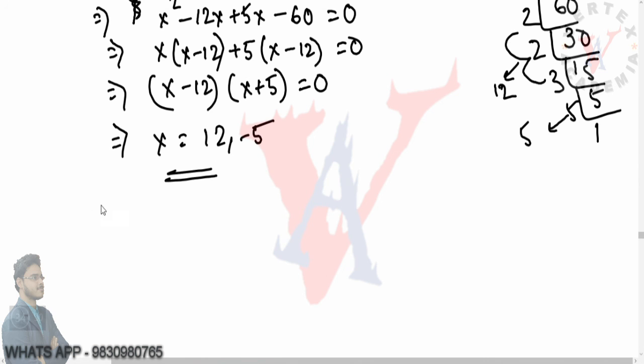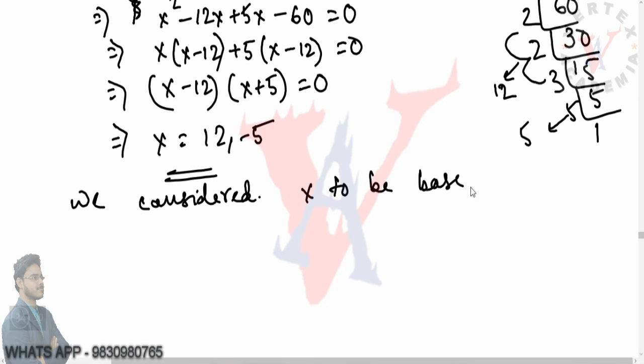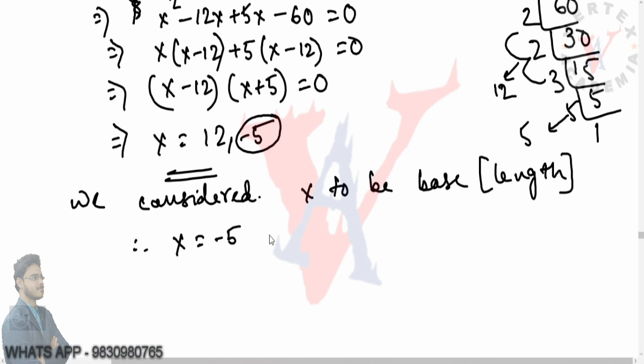Now here we considered x to be the base. So base means it is a length. Now a length cannot be negative, right? We cannot say it is minus 5 centimeter long. So therefore x equals minus 5 is rejected, as length cannot be negative. I hope this is clear why x equals minus 5 is rejected.